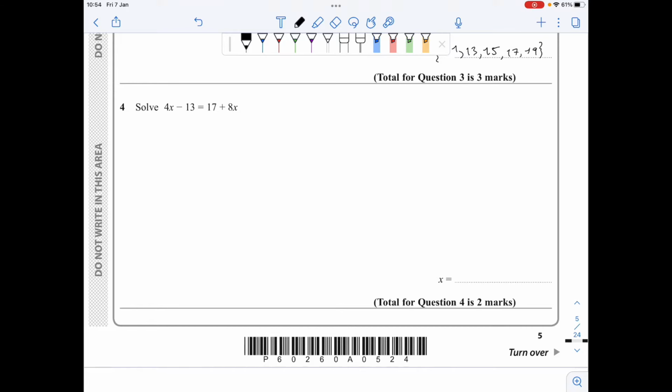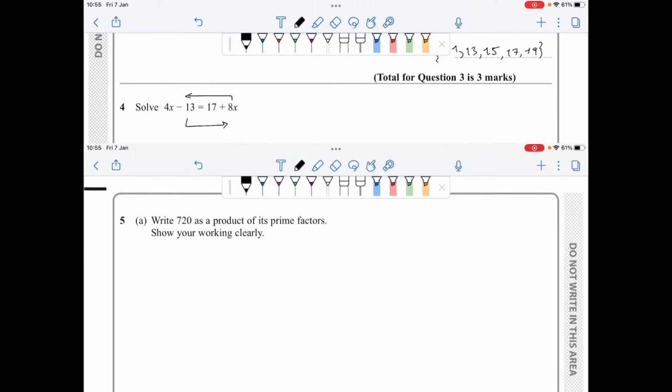For question 4, I'll bring the minus 13 to the right and the 8x to the left. So I have minus 4x equals 30. So x is 30 over minus 4, which is minus 15 over 2, or minus 7.5 as a decimal.